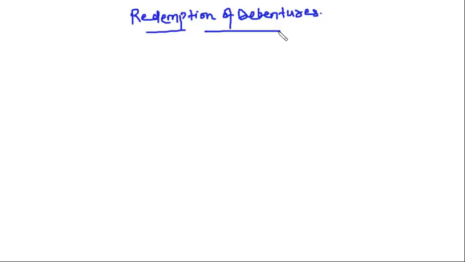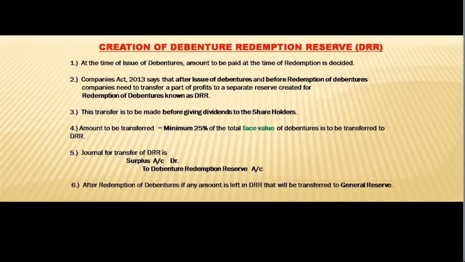Hello friends, we are going to continue with redemption of debentures that we started in the last lecture, right? This is a very important topic related to debentures, redemption of debentures. So in the last lecture, we discussed the very basics of redemption. Let us quickly see what we discussed.